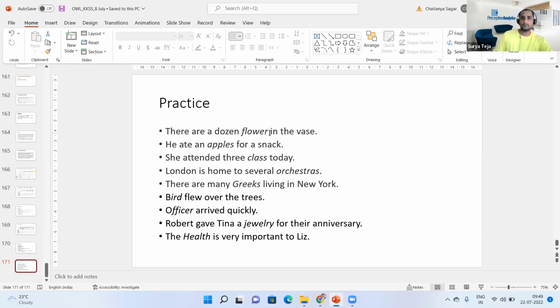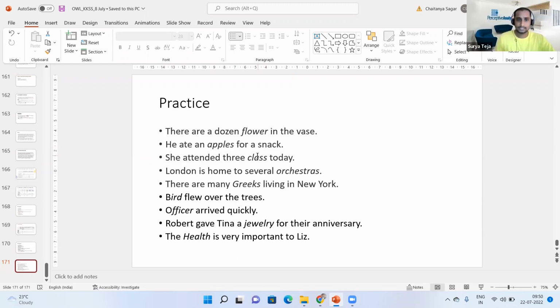You are basically talking about a dozen. Dozen is actually talking about the plural noun, so flowers is appropriate here. That's correct. So the second example: he ate an apple for a snack. Is it right or something wrong? He ate an apple for a snack. Apple. Okay. Yes, right. Because apples is a count noun which has been pluralized, a or an is not applicable here. If an is used, it has to be apple, not apples. So the s has to be removed.